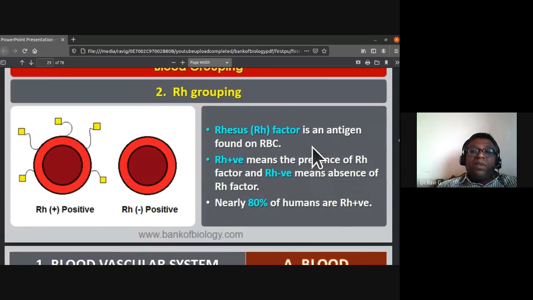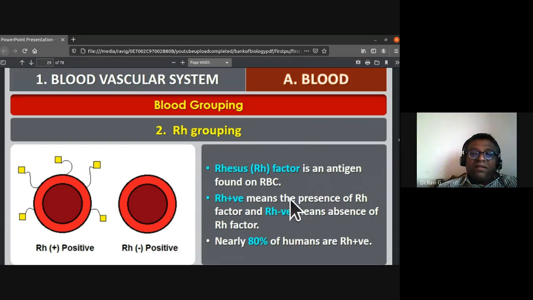So the next one is blood grouping based on Rh factor. The rhesus factor or Rh factor is an antigen found on RBC. If it is present, we call it Rh positive. If it is absent, we call it Rh negative, which means absence of Rh factor. Nearly 80% of human beings are Rh positive.